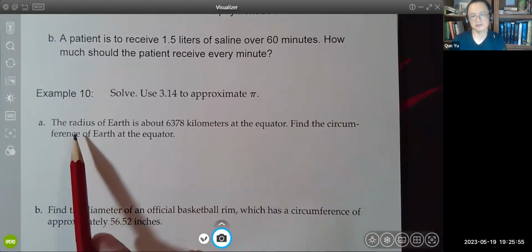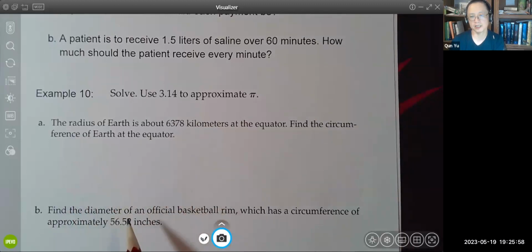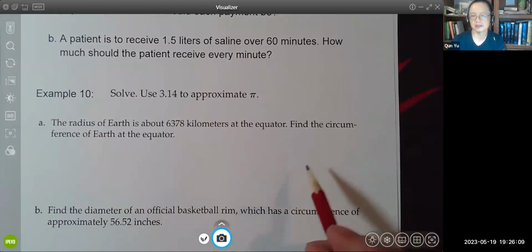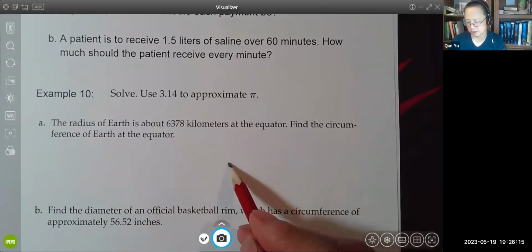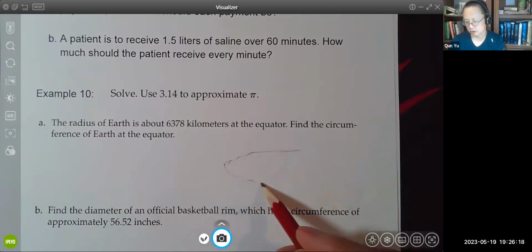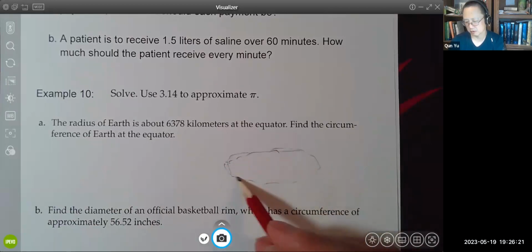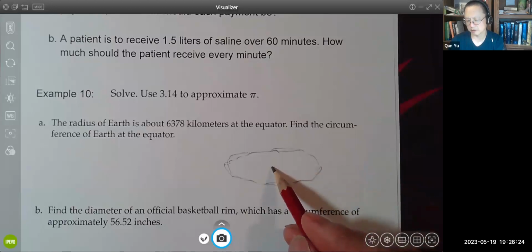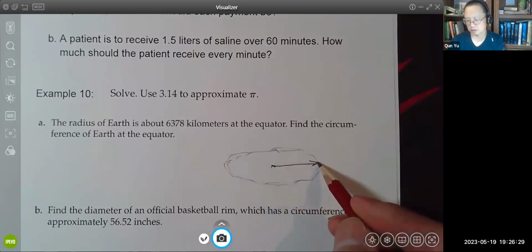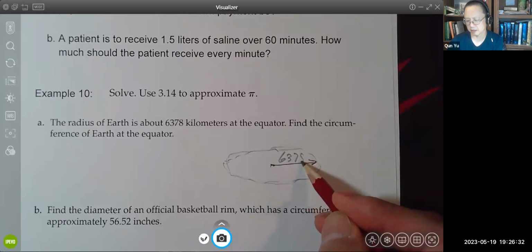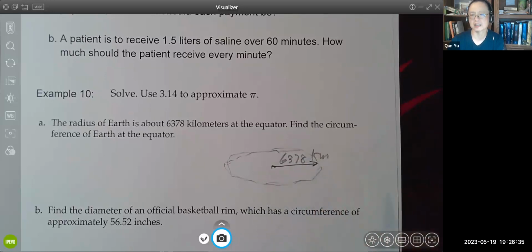A, the radius of Earth is about 6,378 kilometers at the equator. Find the circumference of Earth at the equator. The equator is like the biggest circle whenever you do a cross section of Earth. So suppose this is the equator, okay? It's a circle. And we are given the radius, from the center of the circle to the edge, 6,378 kilometers. We need to find the circumference.